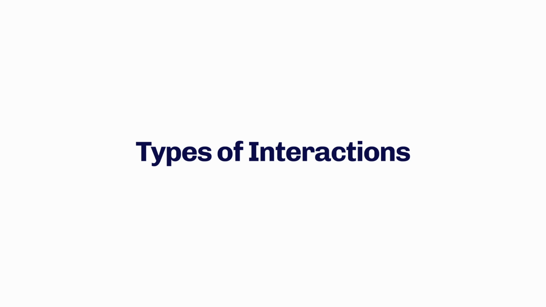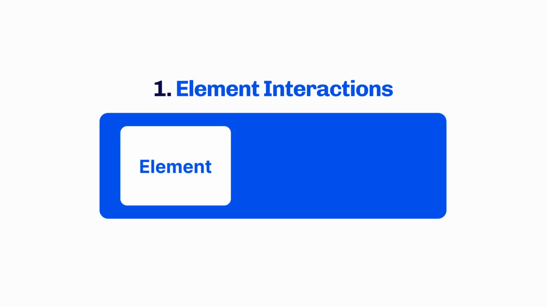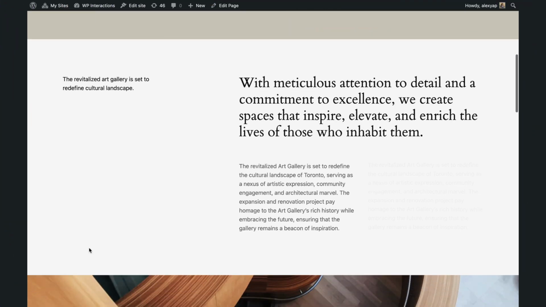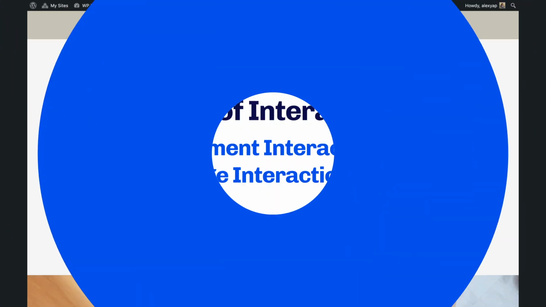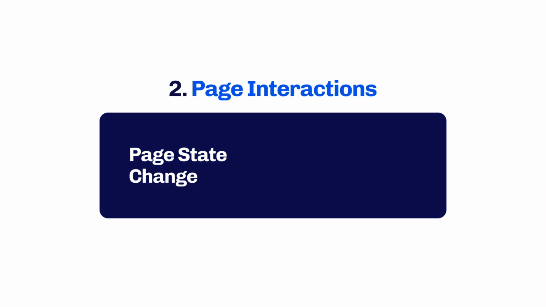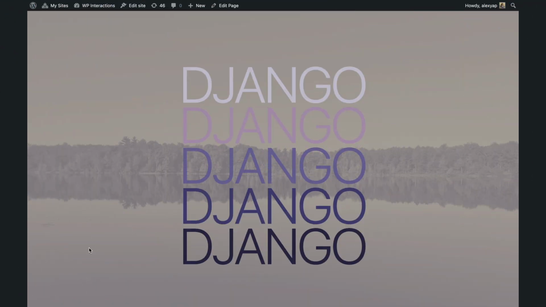There are two types of interactions: element interactions and page interactions. Element interactions are triggered when a user interacts with elements on a web page. For example, when I click this button, it scrolls to a new section. On the other hand, page interactions are actions that occur when there is a change to the state of a page. For example, when this page loads, the text appears from the middle for an entrance animation effect.